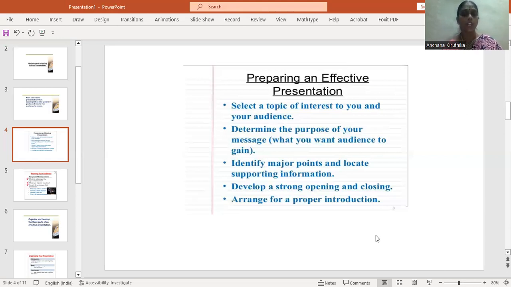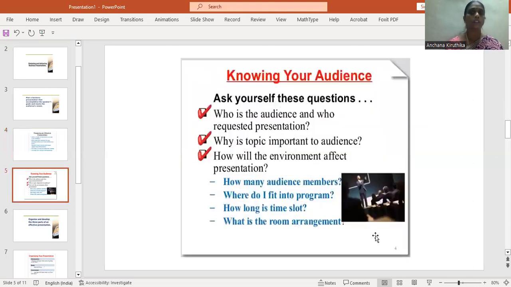And the last one is the proper introduction. The introduction should not be in a shuffled manner. The order should not be rearranged, whatever it is. It is a properly organized, well organized introduction that will give an effective presentation.